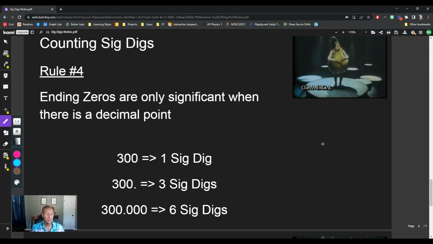Without the decimal point, those ending zeros are still, like with the previous one, placeholders. They're telling us the position, the value of the number. So this very first one here, this is 300, no decimal point. So those two zeros are not significant. They're placeholders. They're holding the place for the ones and the tens. So I know for sure it's 300.